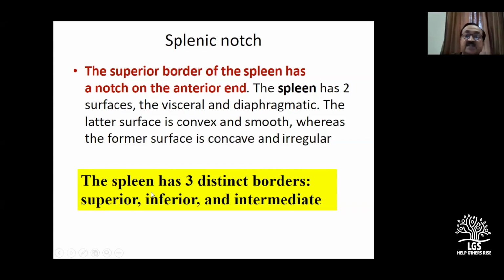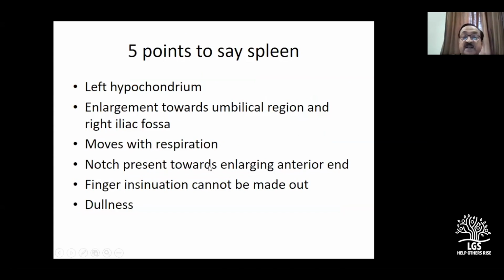So it is the anterior end of the superior border that has got the notch, and the notch can be absent also. It depends upon the enlargement, and some congenital anomalies are possible here, some kind of lobulated spleens, nodular spleens, lobulations, all are possible. Anyway, in an enlarging spleen, you can't get the upper border. So to say, finger insinuation is not possible, and classically it is dull. Like the liver is dull, the spleen is dull, and that dullness has to continue with this mass to know that you are having the spleen.